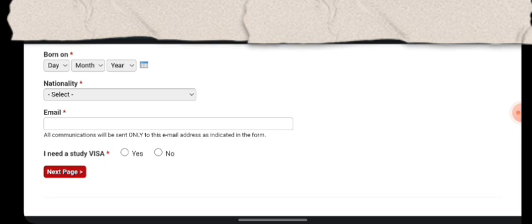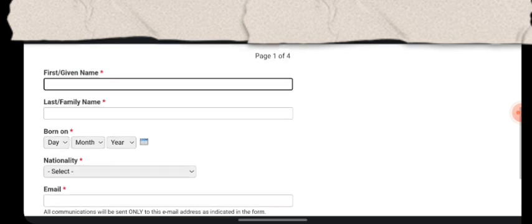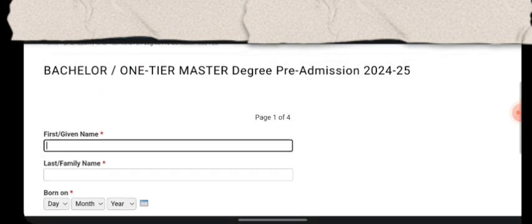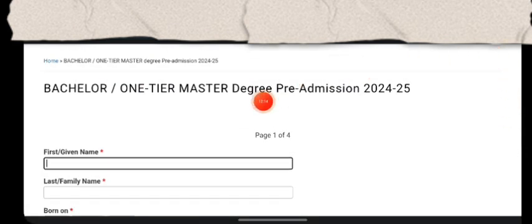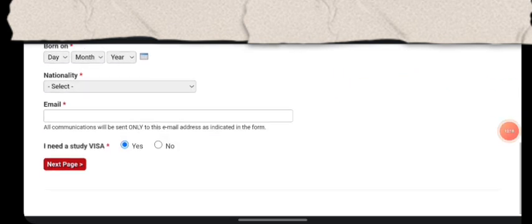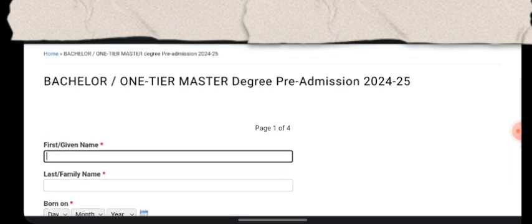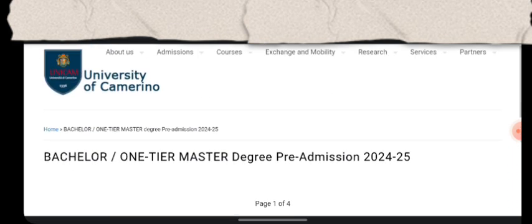I need a study visa. Yes. Then you go to the next stage. You need to provide all your information. There are 4 pages of information that you need to provide on this particular website. After you've done this, you get to the last stage, you submit, then you wait for a decision from this particular school. You are not required to pay any admission application fee, because when I was checking it out yesterday, there was no form of any admission application fee.